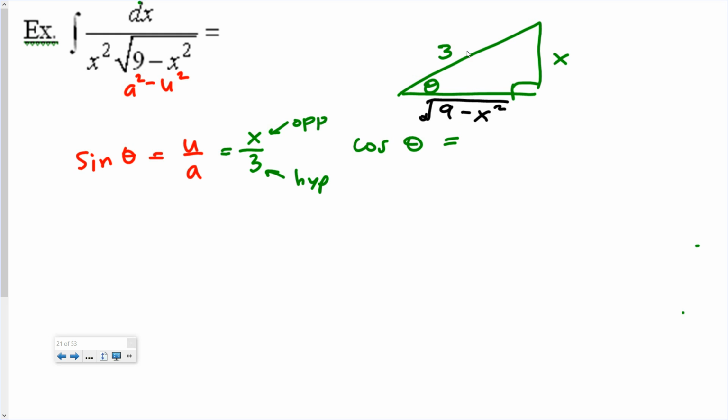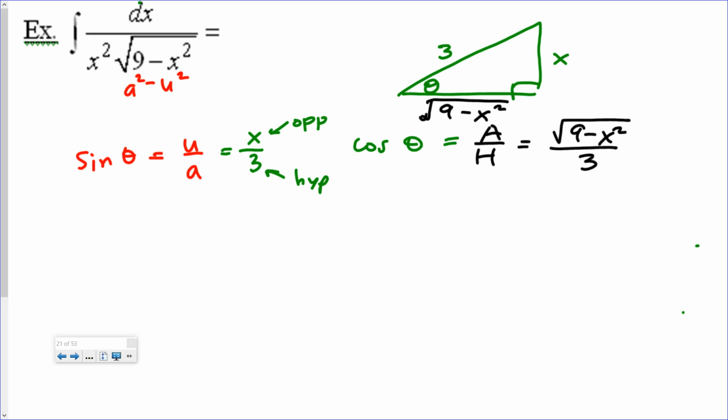You'll get it. If not, come to tutoring. All right. So guys, this side right here is actually now my adjacent side. So I've got my opposite, my adjacent, and my hypotenuse. What's cosine theta equal to? Is it adjacent over hypotenuse? So you use this triangle to figure out cosine theta. So that's going to be the square root of 9 minus x squared over 3.